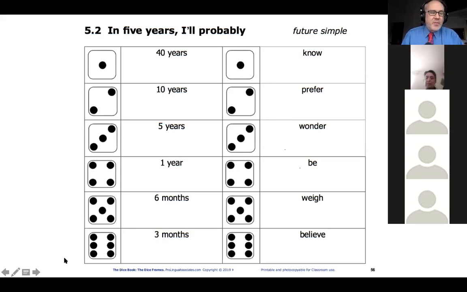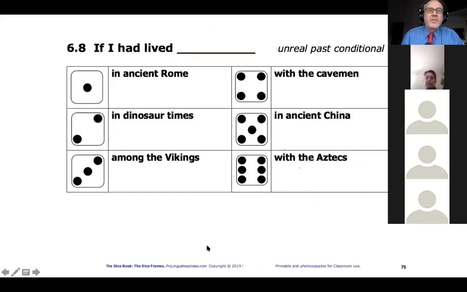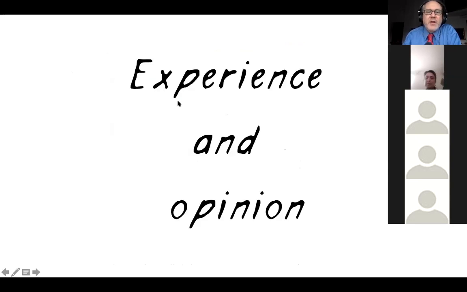Okay, let's move on from grammar, I think. Oh, so we can even do grammar in difficult aspects or tenses, such as the unreal past conditional. For example, if I had lived in ancient Rome, I would have drunk a lot of wine. I would have worn a toga. So it's quite simple to create these dice frames for almost any grammar. And I'm going to show you where you can get those. Ivana will paste the link in the chat box at some point.